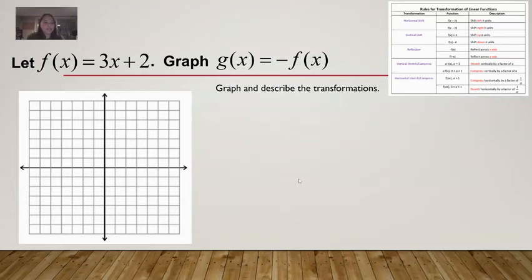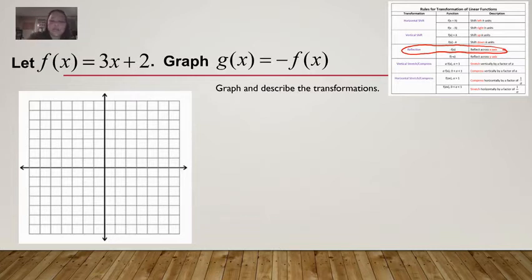It says let f of x equals 3x plus 2, and then we're going to graph g of x equals negative times f of x. All right, we know it's going to be a reflection because if I look at my table here, I'm looking for the negative times the whole function, because when you do that, you're going to change the x-intercept and y-intercept. So that's going to be a reflection across the x-axis.